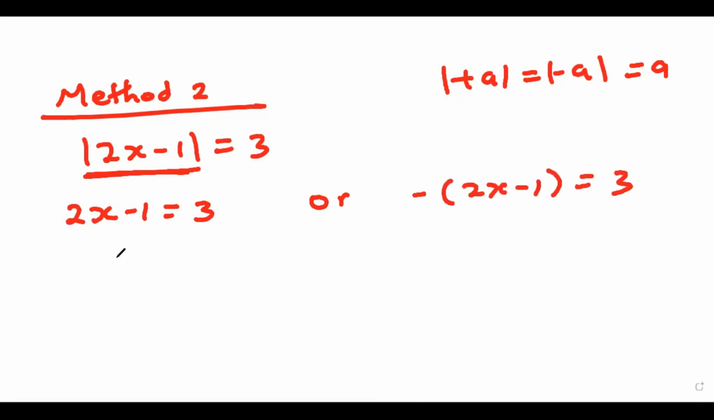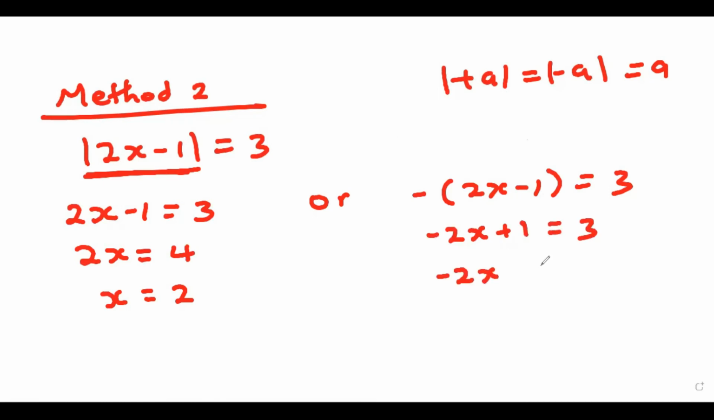So now you'd have 2x is equal to 3 plus 1, that's 4. So x would be equal to 2. And over this side, you have minus 2x plus 1 is equal to 3. So here you have minus 2x is equal to 2. So x would be equal to minus 1.